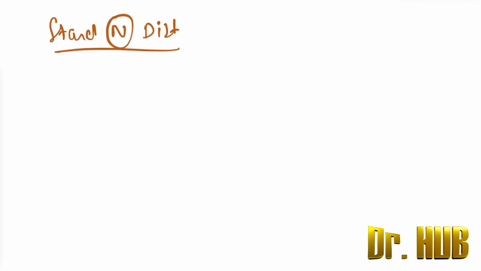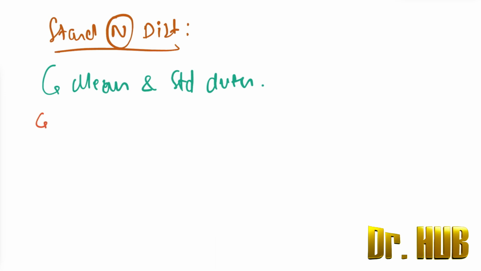So let's look at some standard features of a standard normal distribution. It is defined by two parameters, that is the mean and the standard deviation. The mean is 0, and the standard deviation is equal to 1.